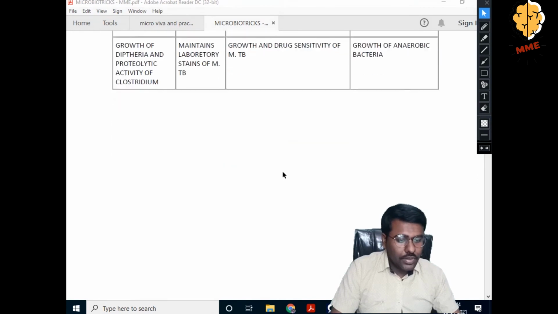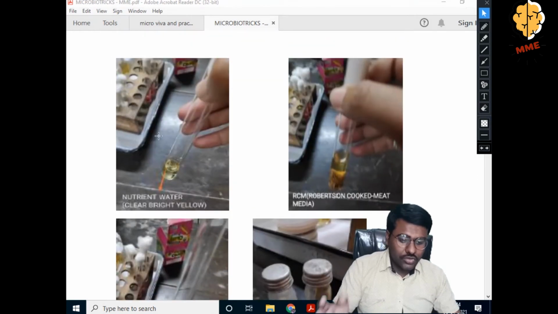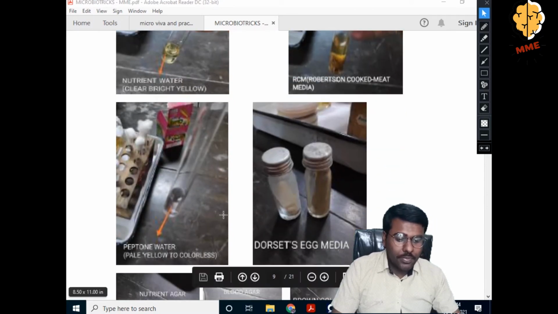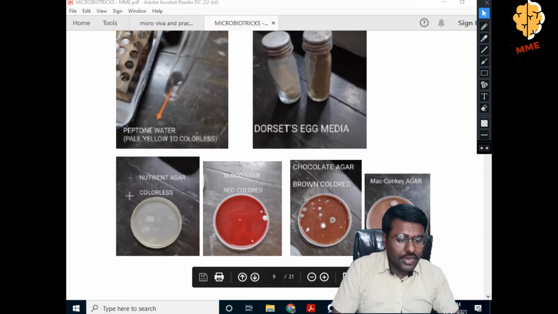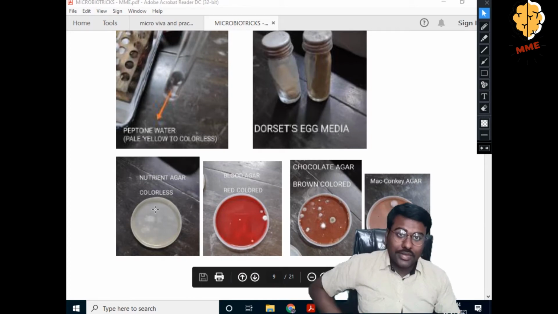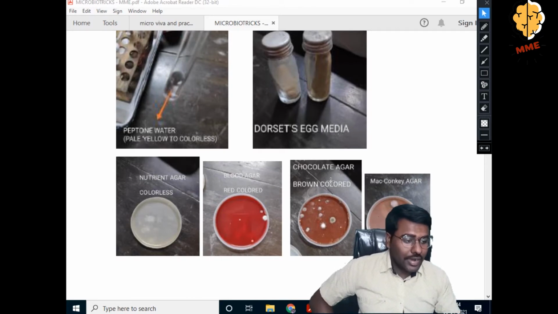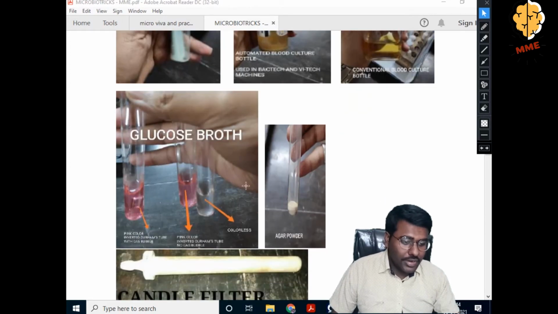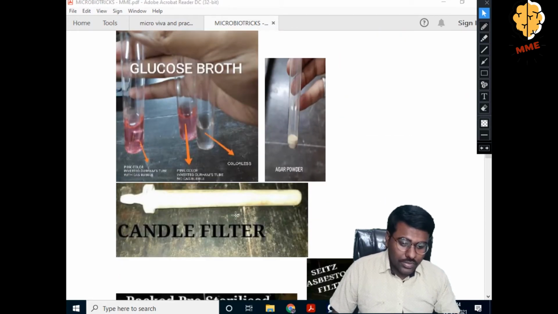Okay, and now coming to the instruments. This is the nutrient water, this is the RCM media, most asked questions. This is the peptone water, this is the Dorset egg media, this is the nutrient agar and colorless. You can clearly notice that. Blood agar, the chocolate agar, MacConkey agar, this is the agar powder. Okay, this is the glucose broth.